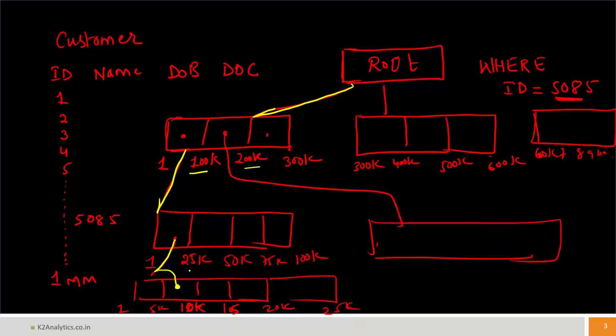This way, instead of doing a full table scan, you can see using an index which stores the data for the indexed column in a B-tree format, we have been able to quickly identify where 5085 ID information would be. And once you reach here, you quickly retrieve the information.